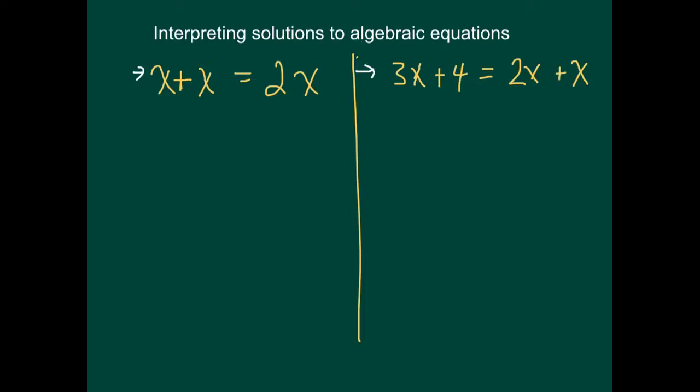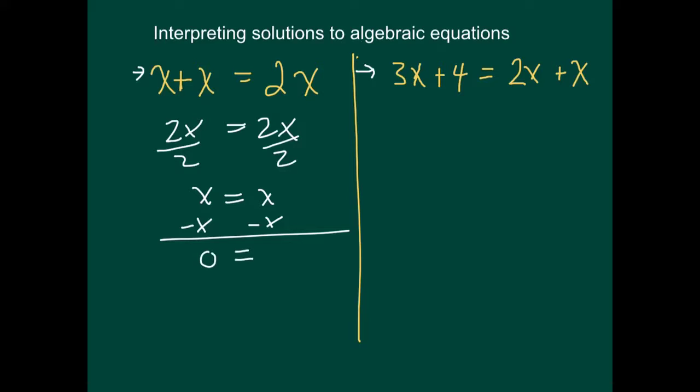Okay, go ahead. Okay, so hopefully on the left side you said x plus x, well, that's the same as 2x. And 2x is equal to 2x. Then you might say, oh, some people prefer to do division here. You could divide by 2 if you wanted to. You get x equals x. Some people might say, hey, take away x from both sides, and you wind up with 0 equals 0. And you might say to yourself, what the heck does that mean, 0 equals 0?